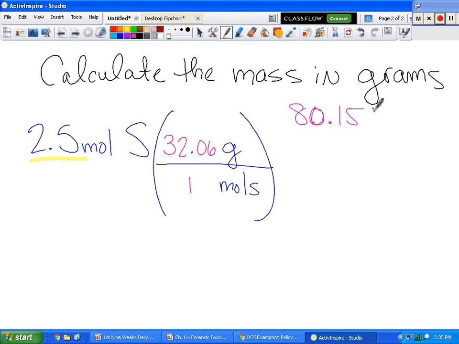So, here's the deal. You then have to recognize, okay, I need 2 significant figures. My calculator popped up 4 of them. So what is your answer to 2 significant figures? 80.